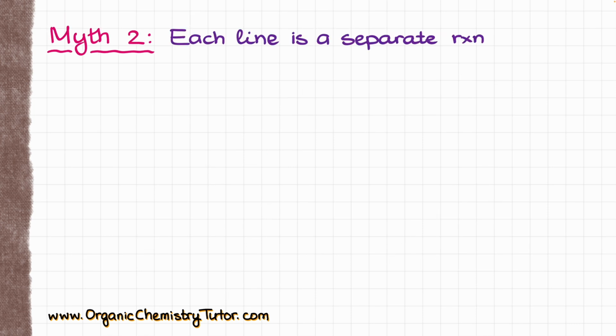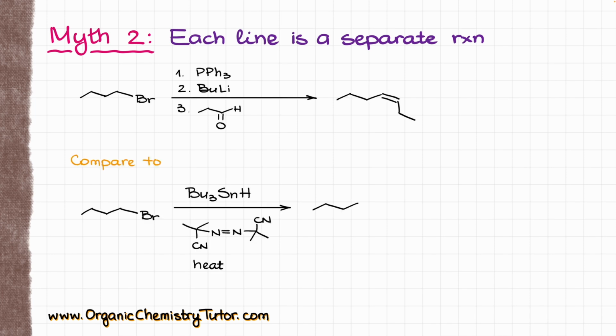And talking of the list of the reagents that we see by our arrow, the next misconception that I see a lot of students hold is that each line is going to be a separate reaction. Well, that one is also not true. So for instance, let's say I look at these two examples. In the first example, I have a numbered list. I have number 1, number 2 and number 3.